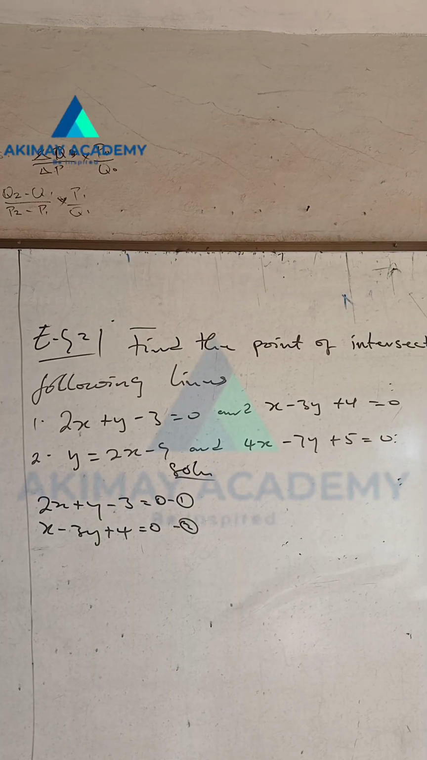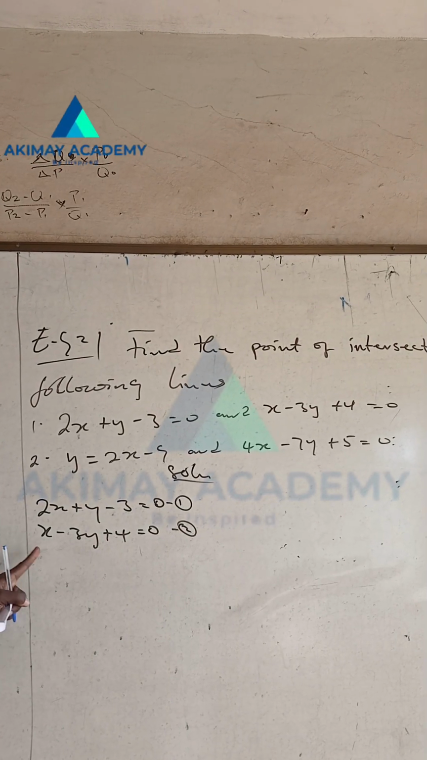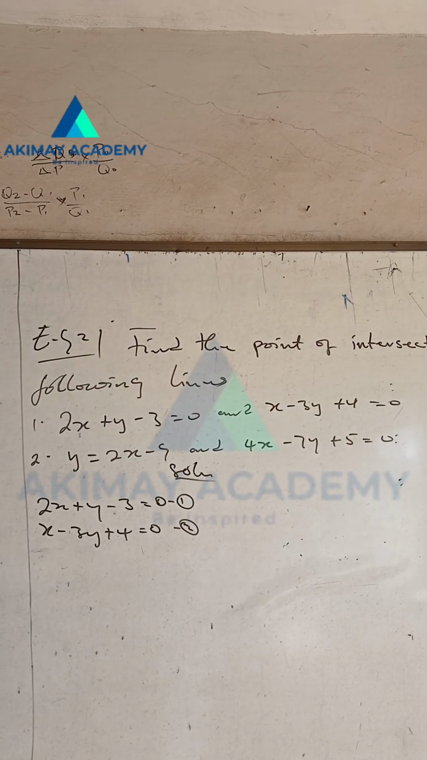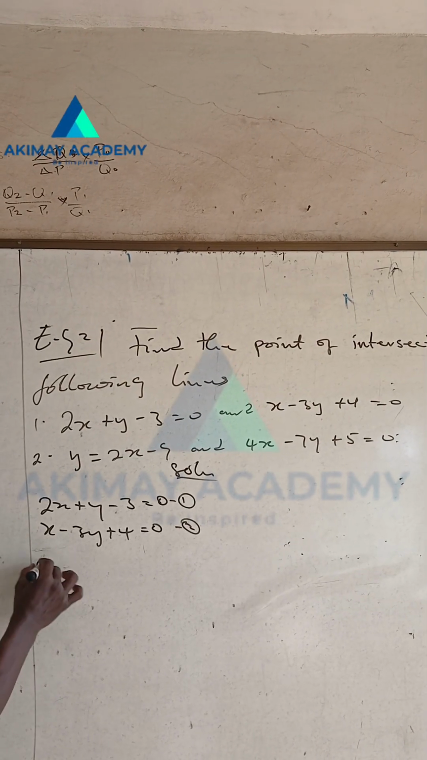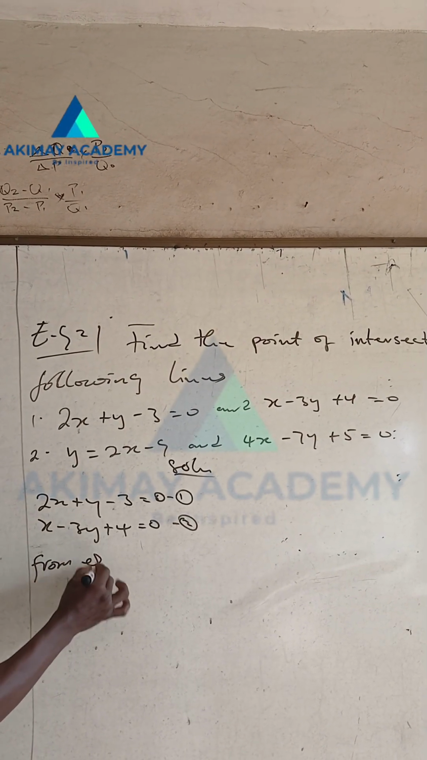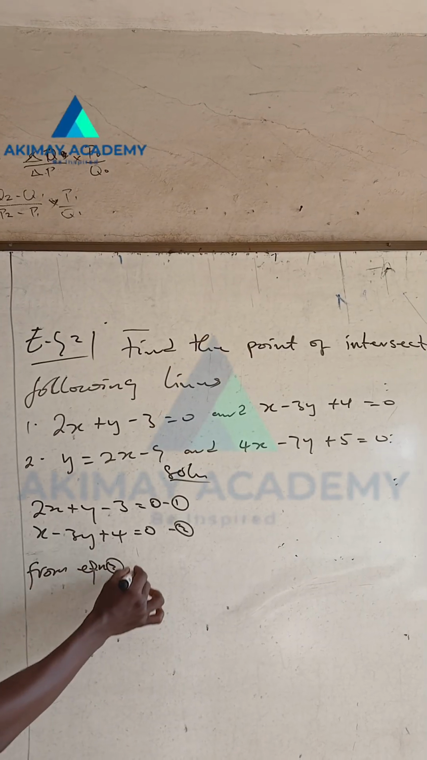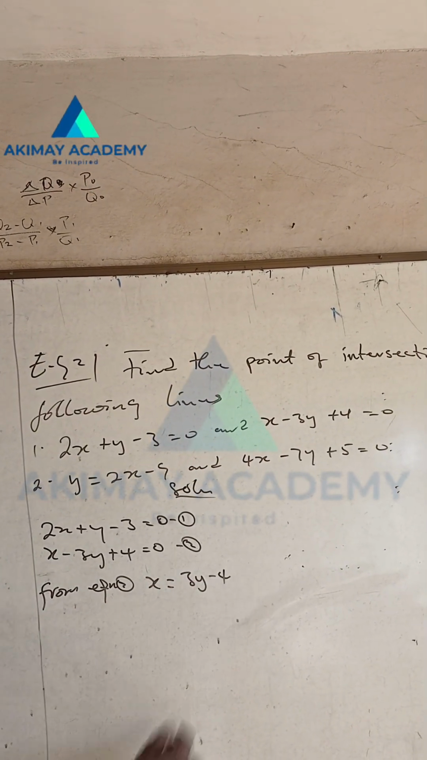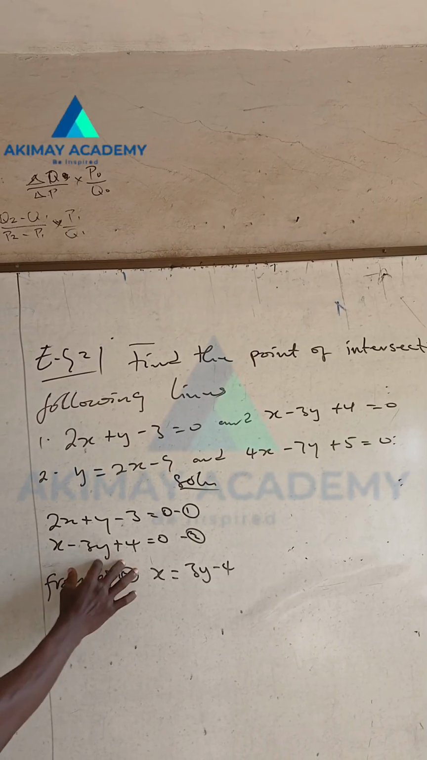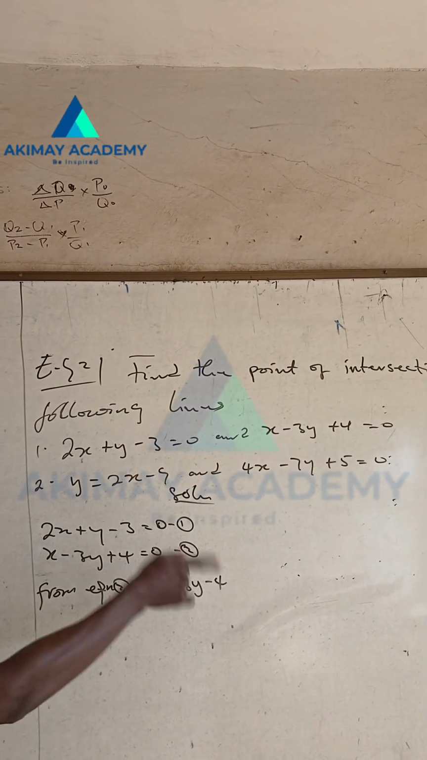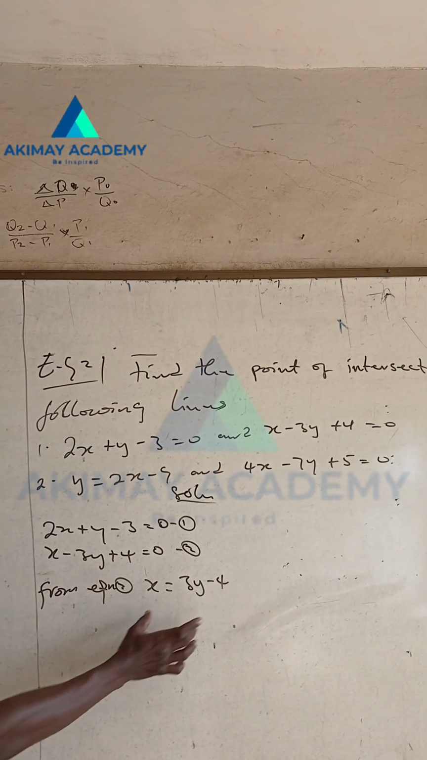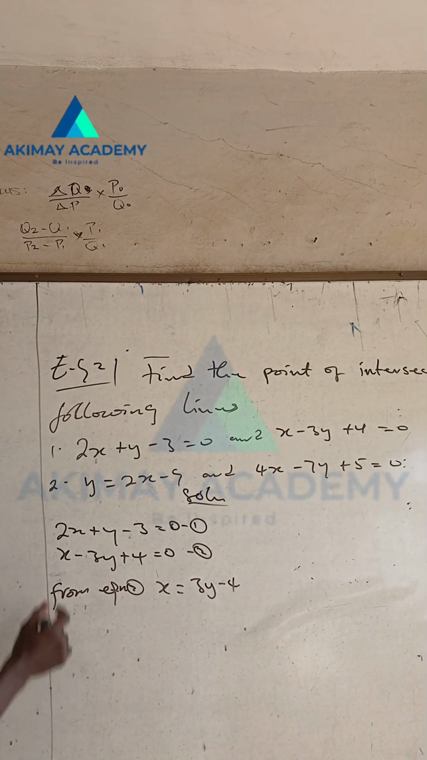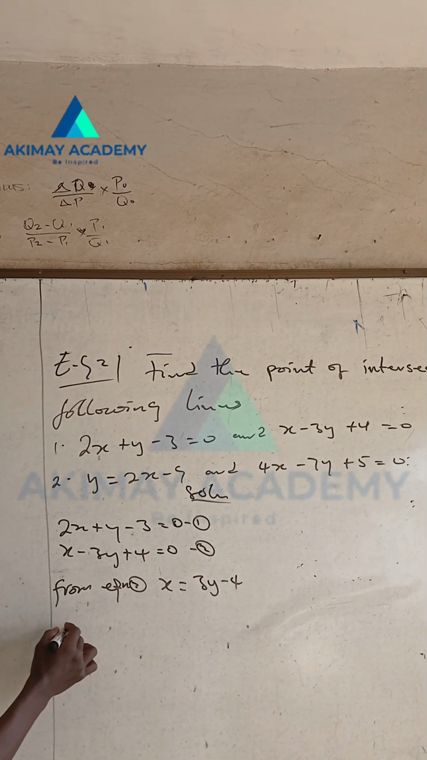So from equation 2, we can make x the subject. So we use the substitution method. From equation 2, x is equal to 3y - 4, right? Here we are making x the subject, so we send these terms to the other side of the equation. So we put these values inside equation 1. Wherever we see x, we put the value of x over here.